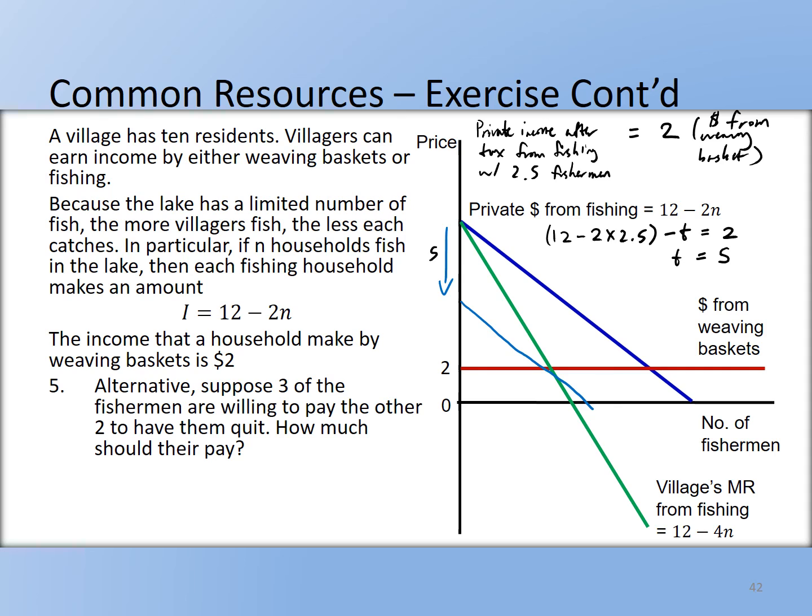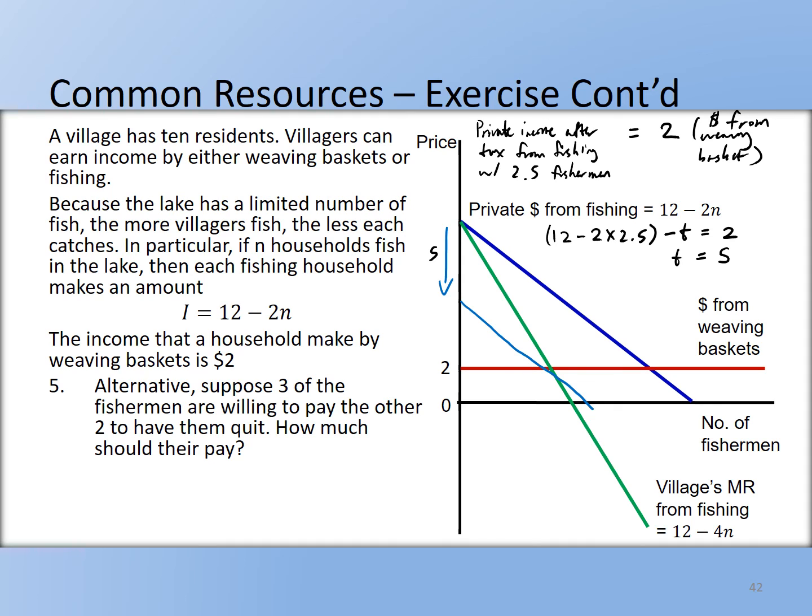It is also possible for the fishermen to come to an agreement themselves. Like, look, the market is too crowded. We're all suffering. Too much competition. So let's do this. 3 of us are going to stay, 2 of us are going to leave. The 3 who stay will compensate the 2 who leave. Something similar.